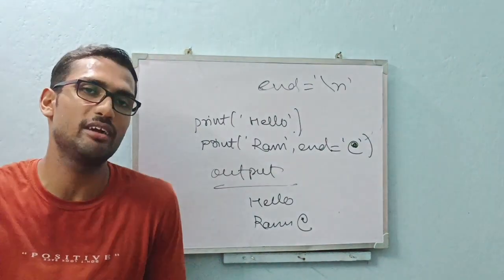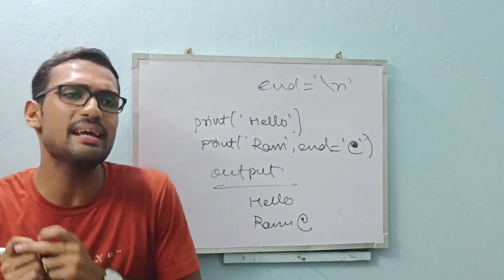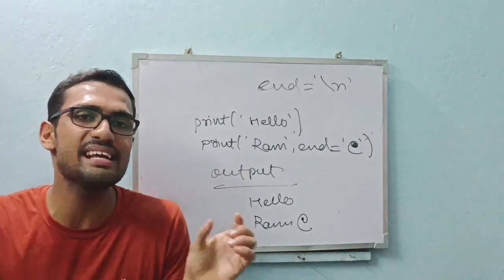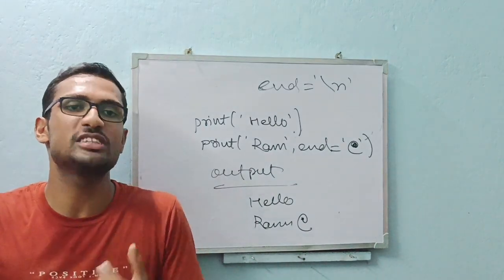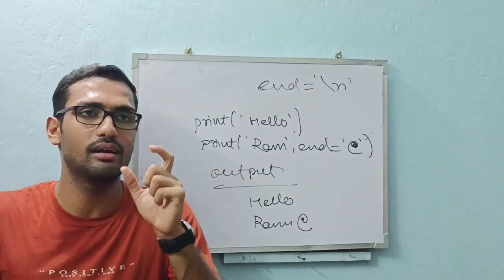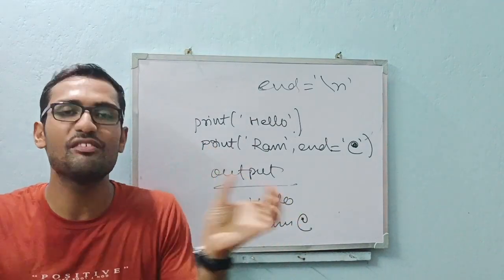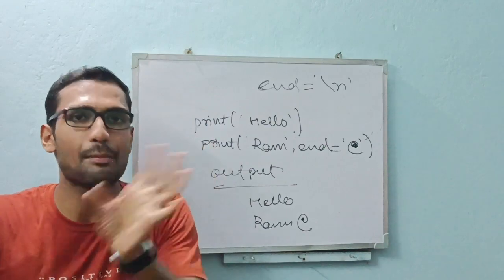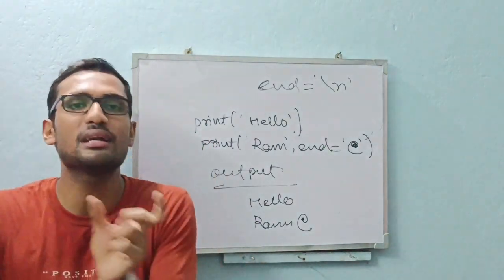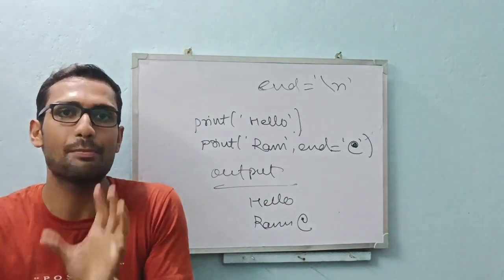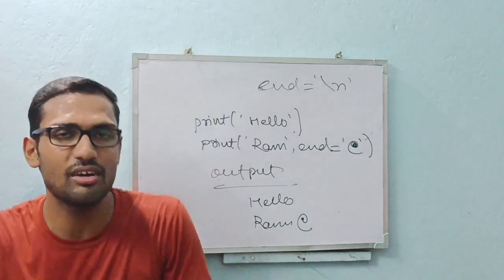I hope you got my point, what I want to tell you using end and sep. Sep is simply separating the first parameter from the second parameter by a value. If you change that default value to some other value, that value will get printed between the parameters. The first parameter and the second parameter are separated by the value which you pass within the sep keyword.